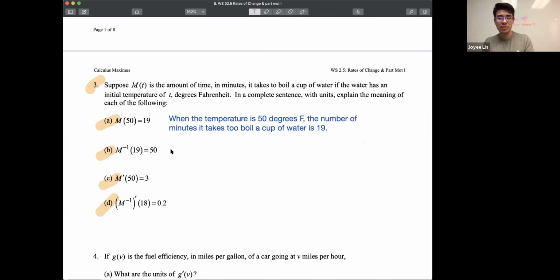How do we say the next one though? It's backwards, isn't it? So I guess you can just reverse the statement, right? Inverse functions are basically switching the x and the y around. So I guess you could say if it takes 19 minutes to boil, then the initial temperature was 50 degrees Fahrenheit. I missed the word initial in the first one, don't forget that. And the initial temperature is 50 degrees.